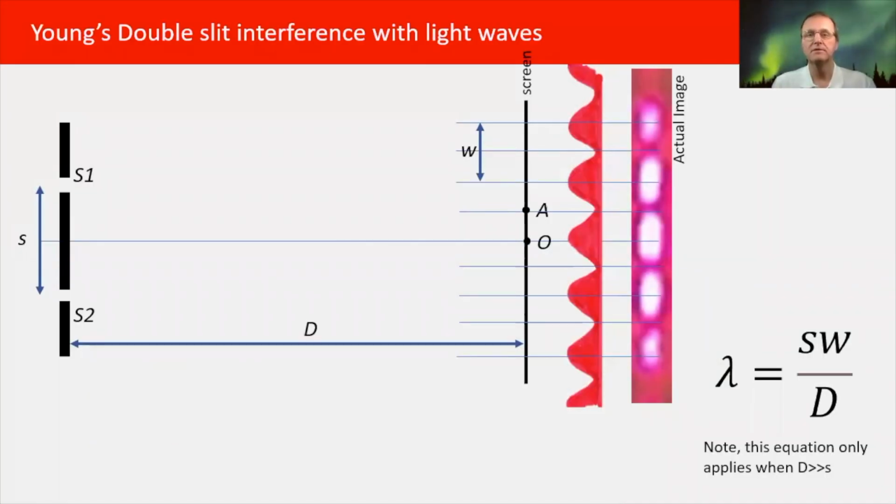In this classic experiment, we produced two coherent sources of light by passing the laser light through the double slit.